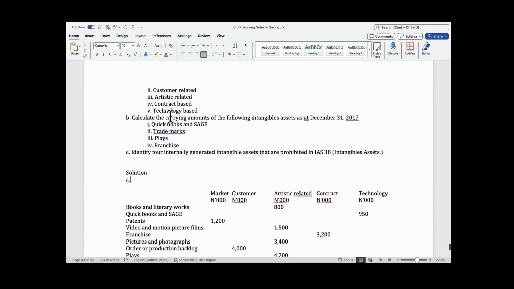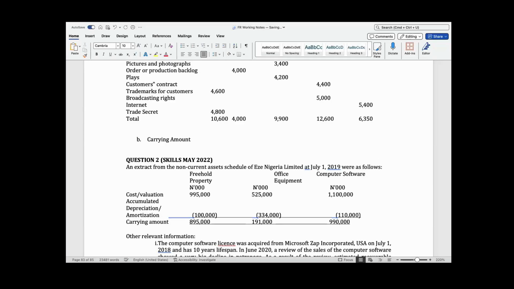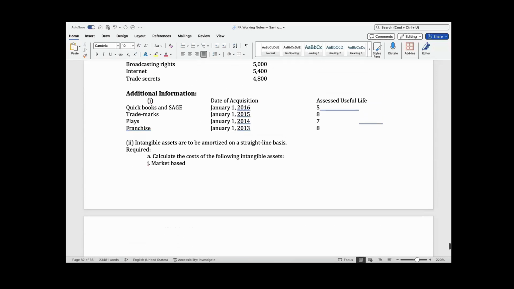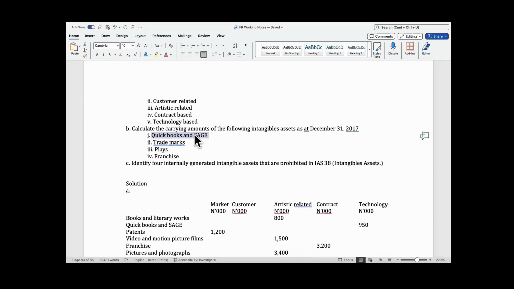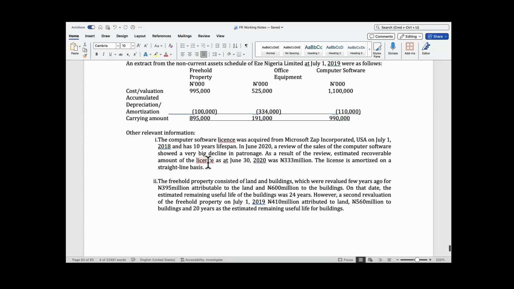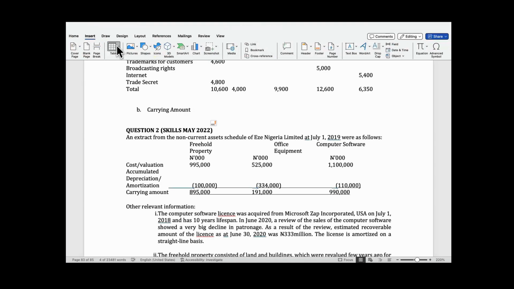The B, they want us to calculate carrying amount. And I already taught you that the carrying amount is cost minus accumulated depreciation. So I just need to get carrying amount for the assets they want us to do: QuickBooks, trademarks, place, and franchise. So let me use, I think David said I should use a table.